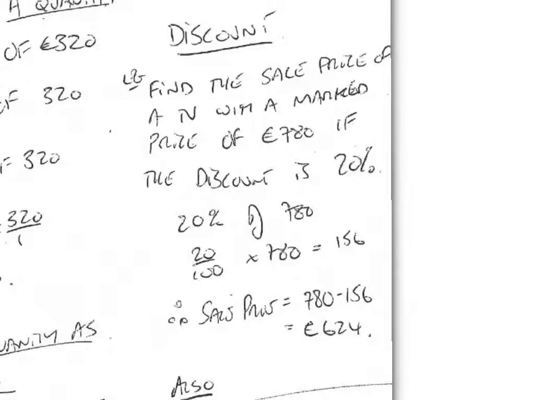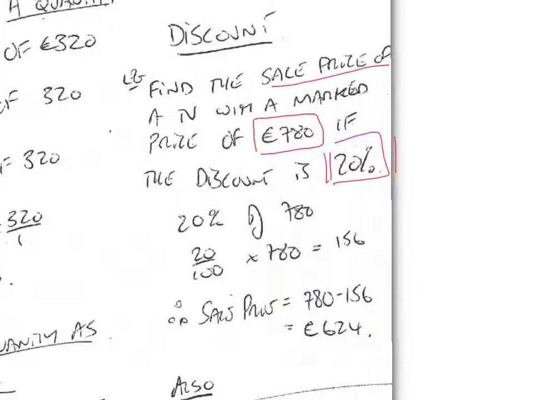And in real-world practical applications of percentages, we actually come across the notion of decreasing a number by a percentage when we look at discounts offered in stores. So for example, if we try to find the sale price of a television with a marked price of 780 if the discount is 20%. In other words, what's the price of the television if we decrease it by 20%?